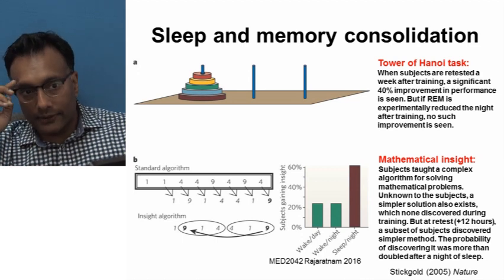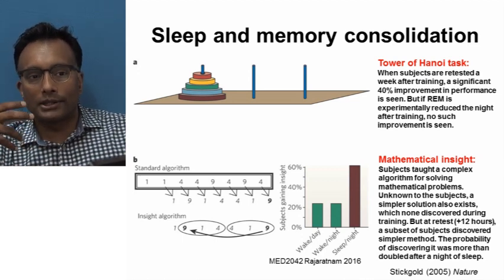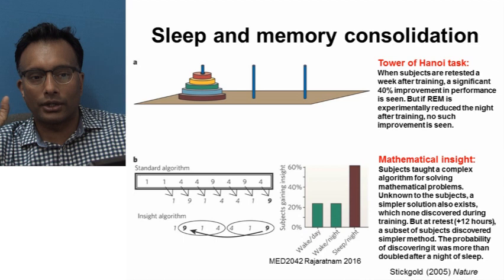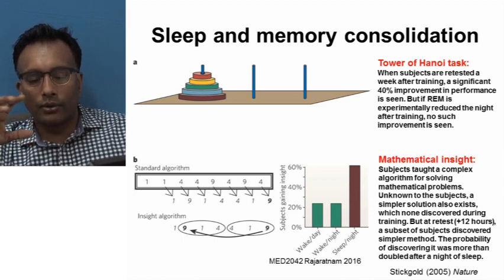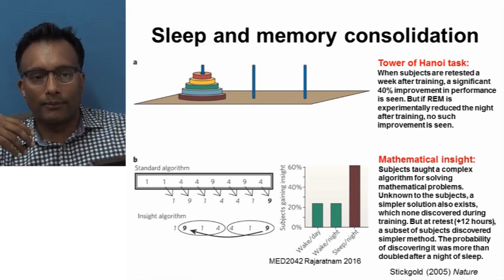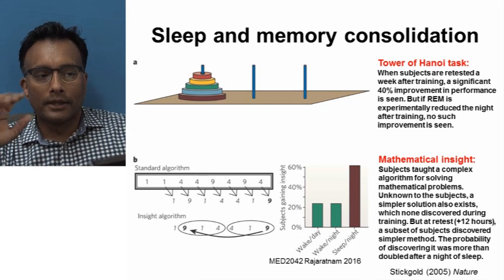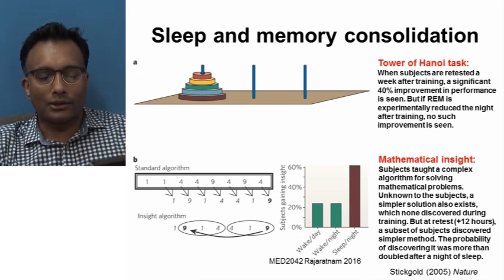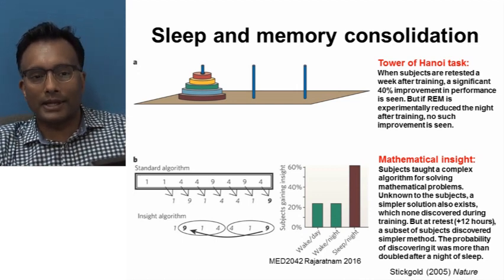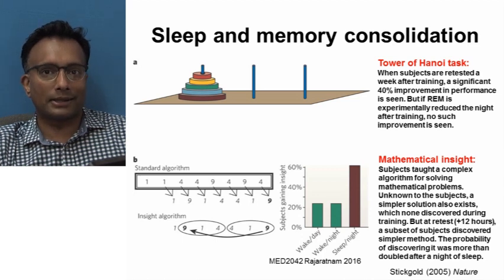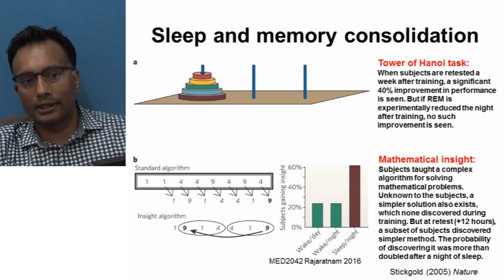Let me tell you about some of the tasks that support the role that sleep plays in memory consolidation. And these are two key studies from about 10 years ago from a group in the United States that showed this important role that sleep plays. So the first, the upper panel shows a very standard neuropsychological task. It's called the Tower of Hanoi task.